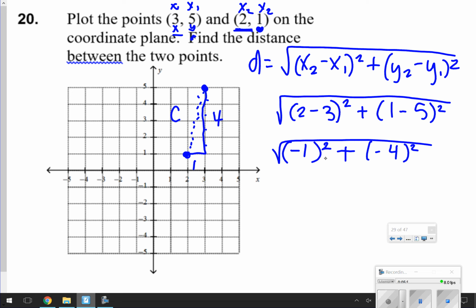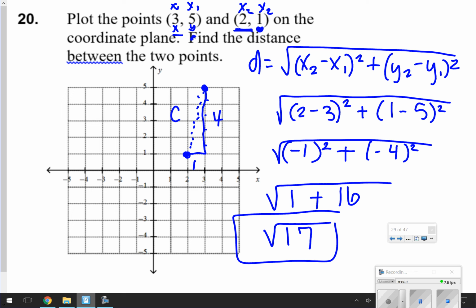Notice how we have some similarities with the previous way we just did that. Negative 1 squared is 1. Negative 4 squared is 16. Still adding 1 and 16, we get 17. We can't solve that because 17 is not a perfect square, so we're going to leave it like that and go on to our next question. So just keep in mind, for these types of questions, you can do the distance formula, where you do not need the picture of the coordinate plane, or you could do the Pythagorean theorem.